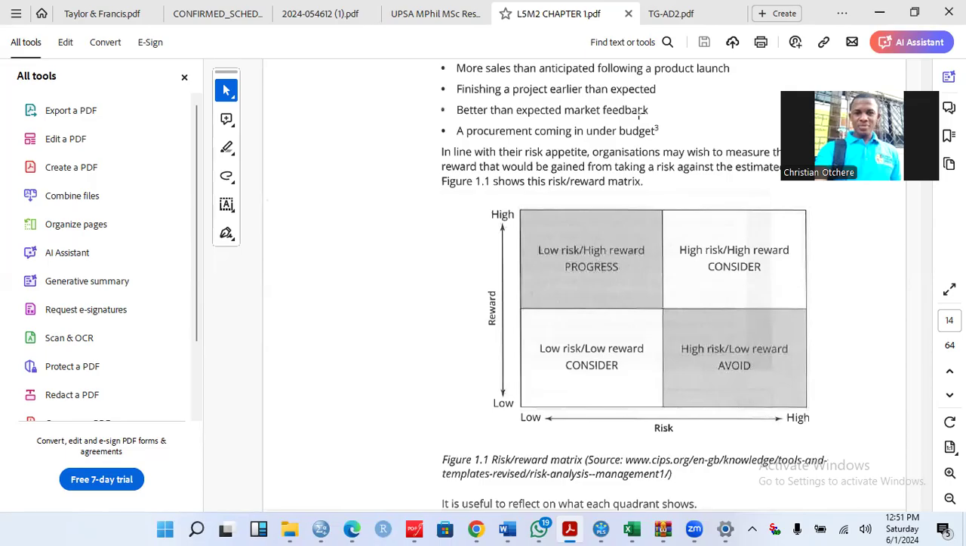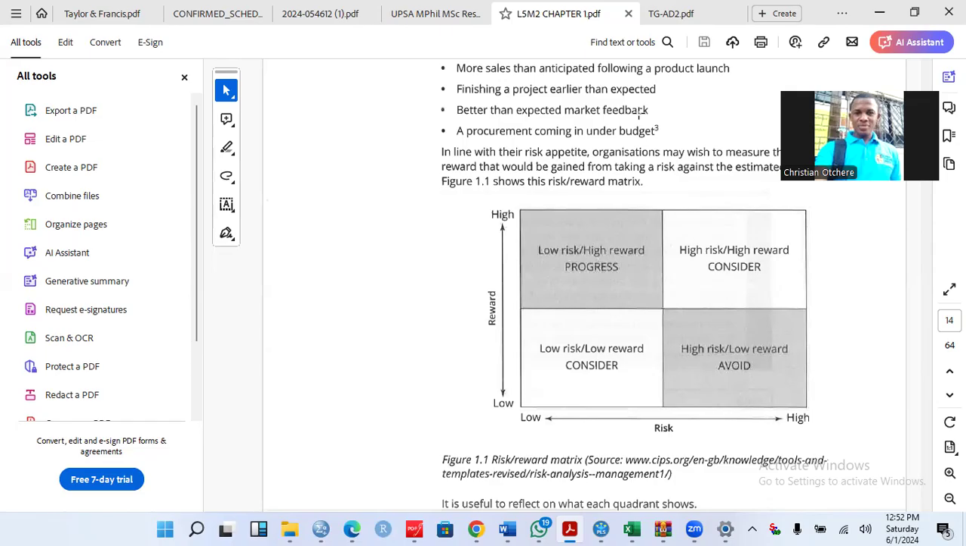So you've switched from one routine supplier to another routine supplier because they fall within a market where there are many of them. You can easily switch. Switching cost is very low. You may not even incur any switching cost. So that is low risk and low reward. You can consider that.